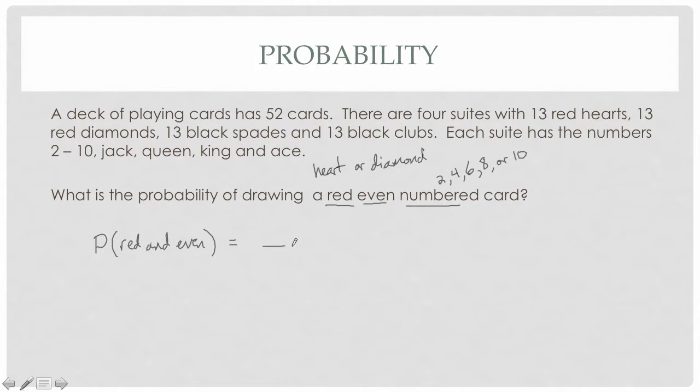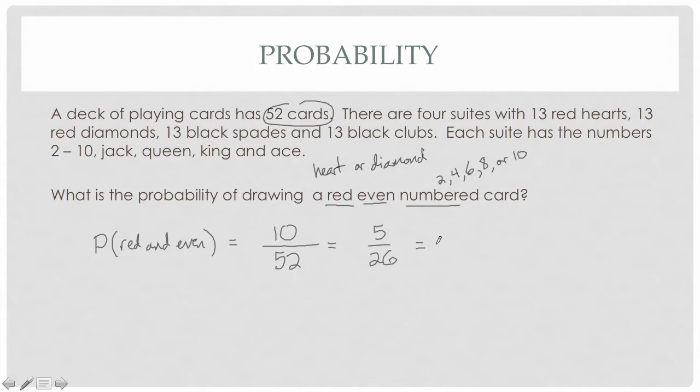First of all, how many total cards are possible? All the total outcomes. Well, that's 52. There's 52 total cards. Out of those 52 cards, how many are red and even numbered? Well, there's a 2 of diamonds, 4 of diamonds, 6, 8, 10. So that's 5 in the diamonds, but then there's also 5 more in the hearts. So total, there's 10 of them, right? So there are 10 red even-numbered cards out of my 52. If I reduce that down, it reduces to 5 out of 26.